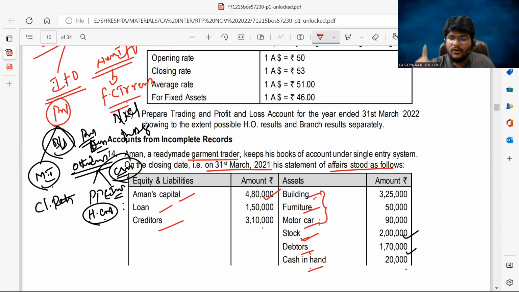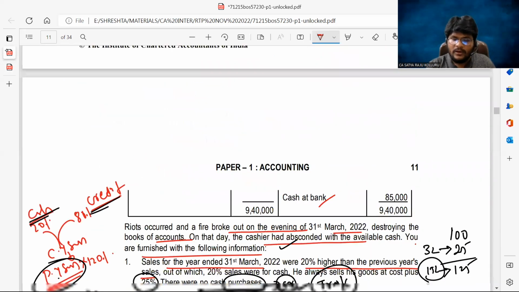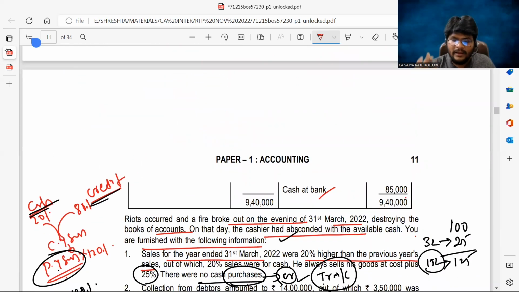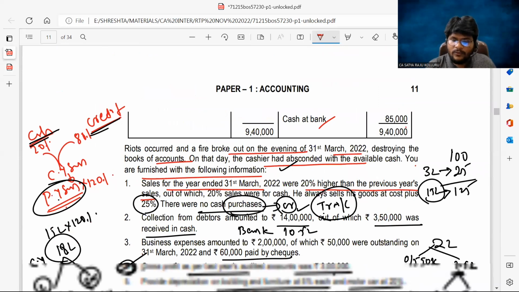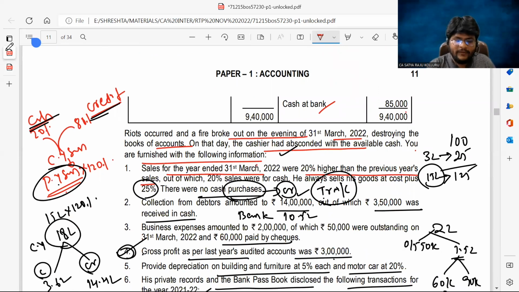Cash in hand, balance brought down under cash book. Cash at bank, balance brought down under cash book. Then come down to sales, which you just calculated as 18 lakhs under the trading account. Out of which you know the cash sales and credit sales. For cash sales, cash account debit to sales. For credit sales, debtors to sales.